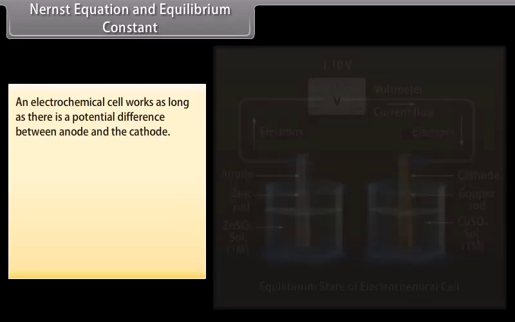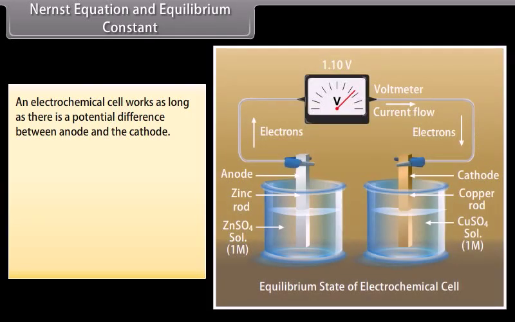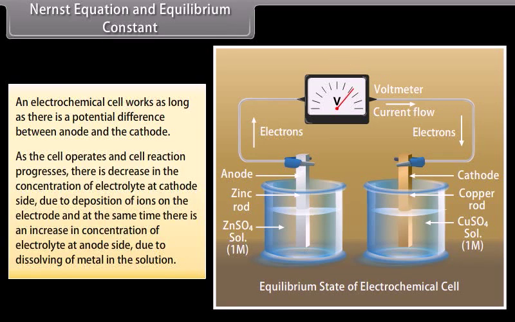Nernst equation and equilibrium constant. An electrochemical cell works as long as there is a potential difference between anode and cathode. As the cell operates and cell reaction progresses, there is decrease in the concentration of electrolyte at cathode side due to deposition of ions on the electrode, and at the same time there is an increase in concentration of electrolyte at anode side due to dissolving of metal in the solution. Consequently, electrode potential of the cathode decreases and that of anode increases with the passage of time.